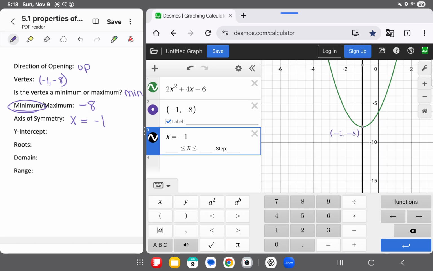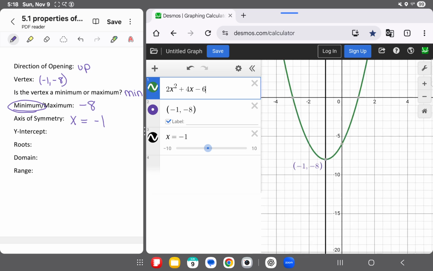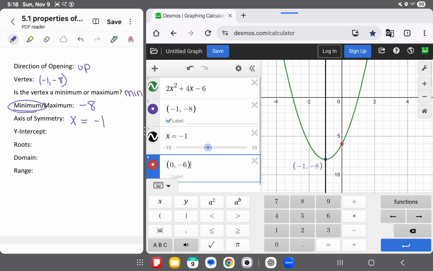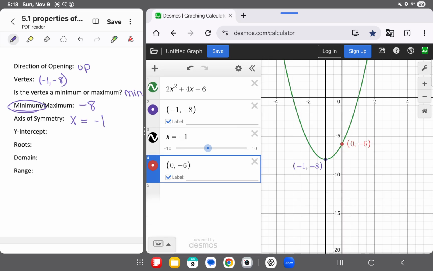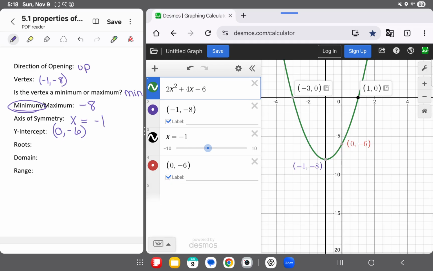So now let's go ahead and find that y-intercept. So we have that gray dot showing up for us on the y-axis. So we just need to click it and get our point. So that is 0, -6. And then we have our roots. So that gives us -3, 0. And 1, 0.